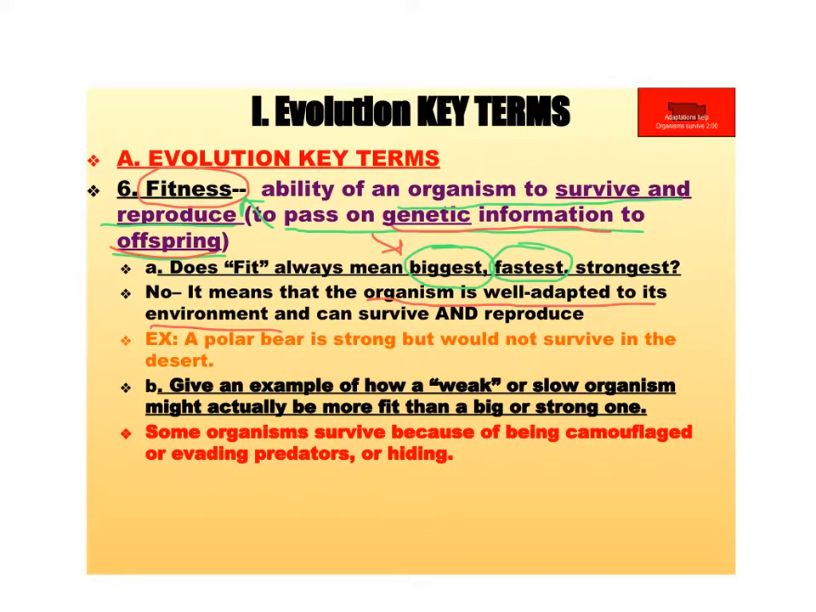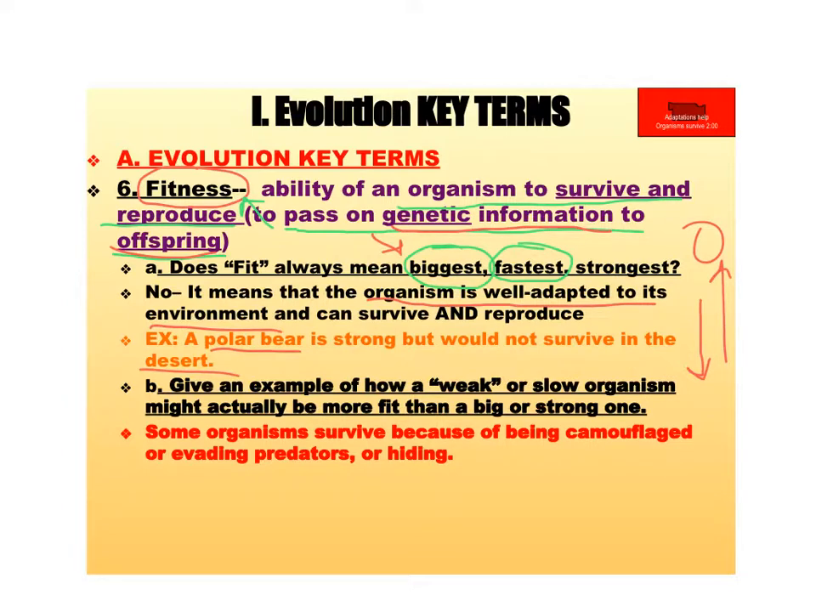So like a little example, a polar bear, it's strong, but if you put a polar bear in the desert, its fitness would be extremely low. Its chances of surviving and reproducing to pass on its genetic information to the offspring would be extremely low. It'd basically be zero. Because first of all, it's not going to find another polar bear to mate with. And if it did, polar bears aren't adapted to living in the desert. So those polar bears wouldn't survive. So polar bear's fitness in the desert would be low, where its fitness in the Arctic Circle is very high.